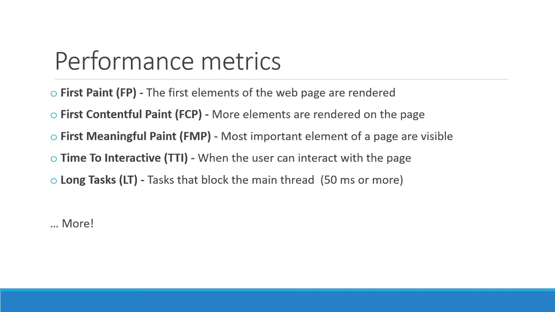And in order to map those metrics to the questions, is it happening? That's your first paint. This is the first indication that something is happening on the screen. Is it useful? This is your first contentful paint and first meaningful paint. More elements on the screen. Users are able to consume information. Is it usable? Time to interactive. The user can finally interact with the page. Is it delightful? This comes down to the long tasks. How much JavaScript work is blocking the main thread?